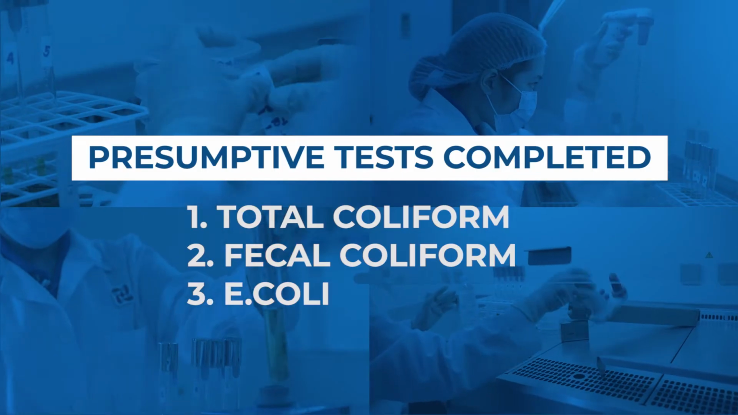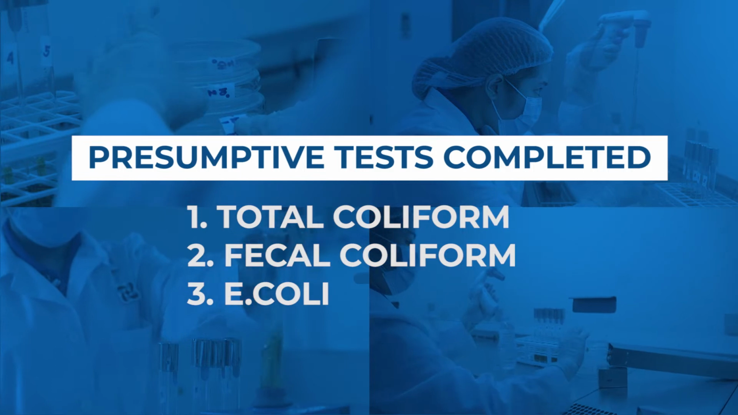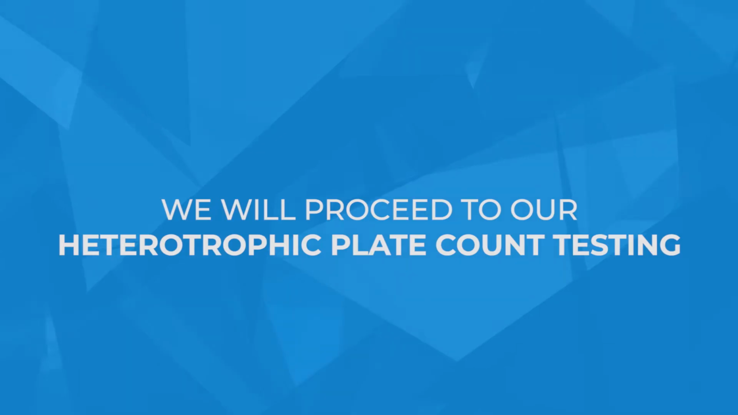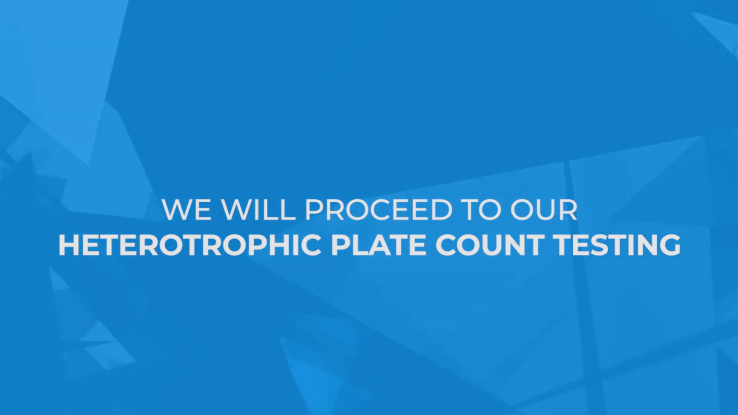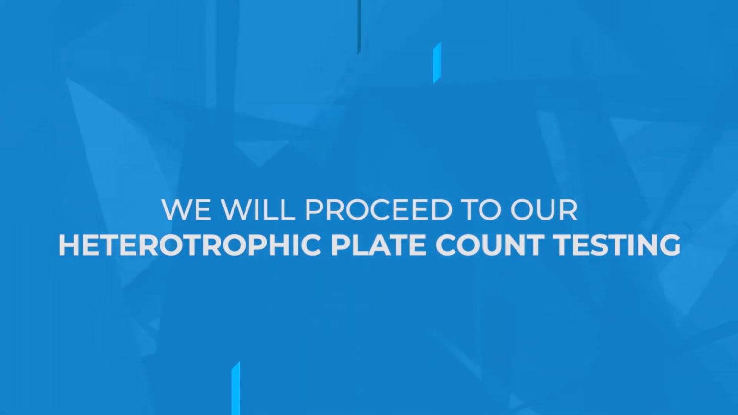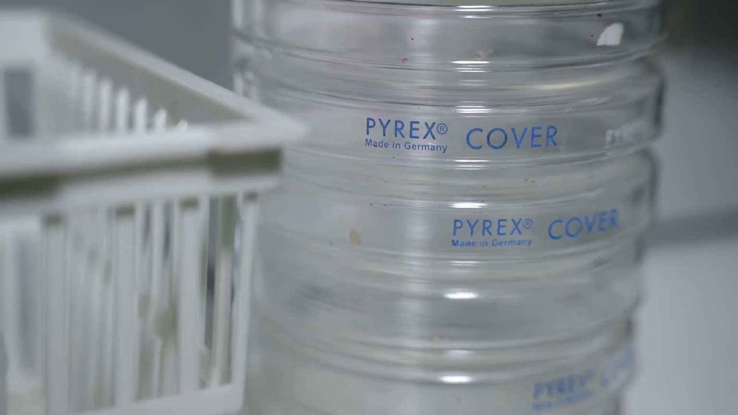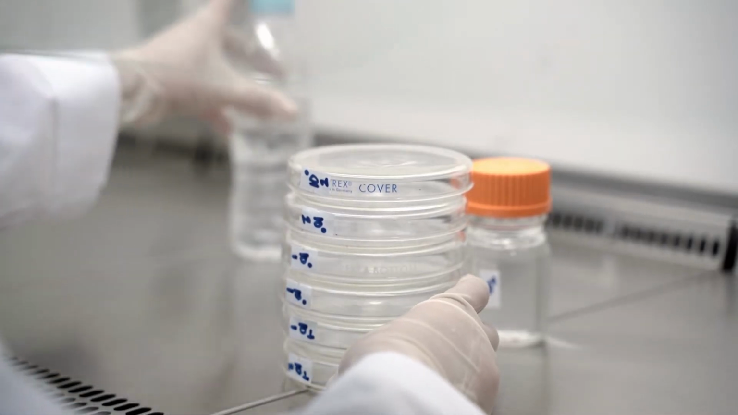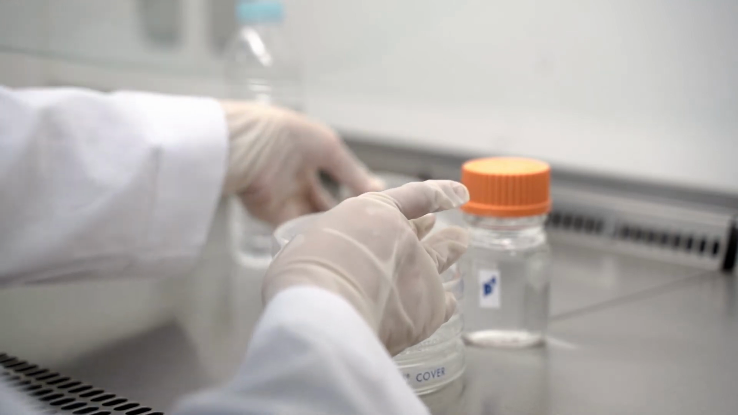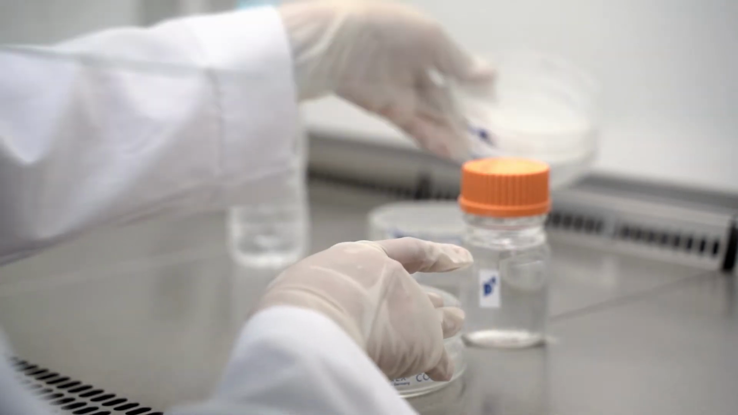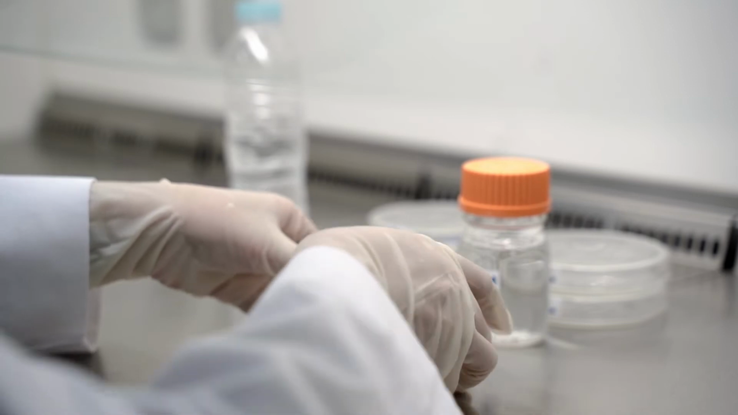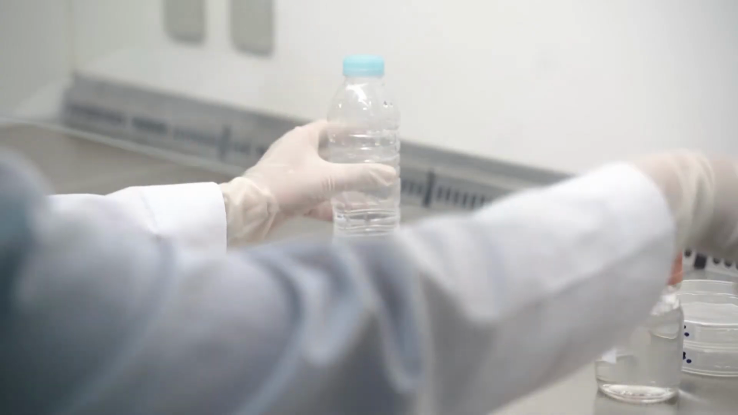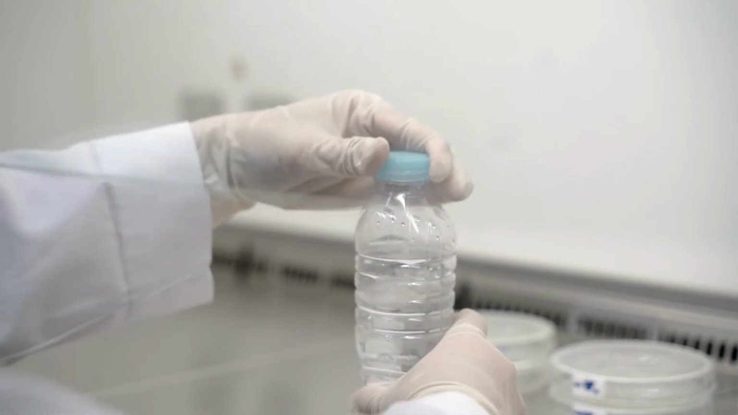So we are done with our presumptive test for total coliform, fecal coliform, and E. coli test. Now, we will proceed to our heterotrophic plate count testing. We will prepare at least 2 sterile, appropriately marked Petri plates for every sample dilution to be used. For this sample, we will use 3 dilutions: 2 ml and 1 ml of our undiluted water sample, then our 10 to the negative 1 dilution.